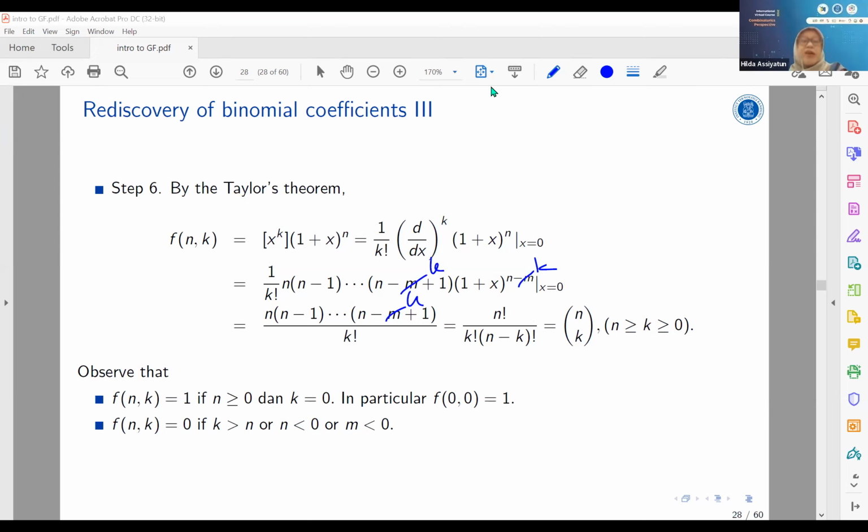Hang on. What is it? What is case 1? I don't understand, Nur Fatima.